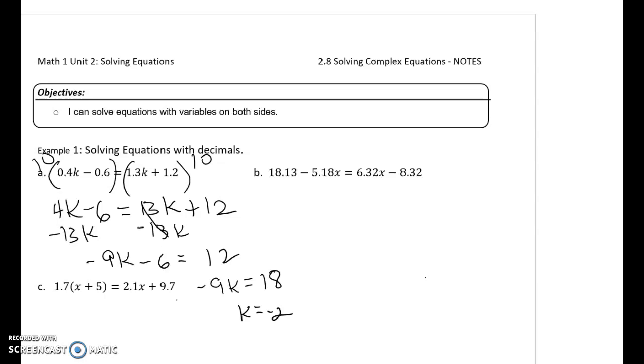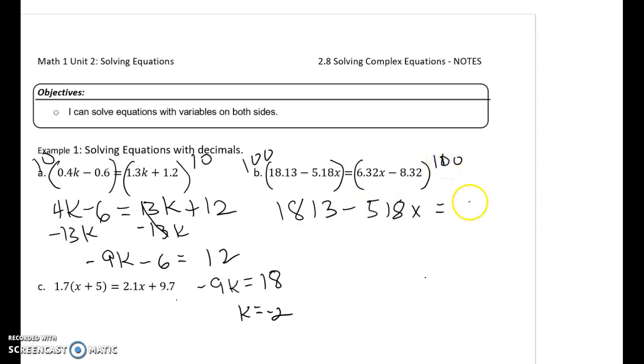All right, moving on to part B, we see that the most number of decimal places that any of these numbers has is 2. So that takes our decimal place out to the hundredths place. So to clear out the decimals, we're going to multiply everything by 100. So multiplying the left side by 100, we have 1,813 minus 518x.